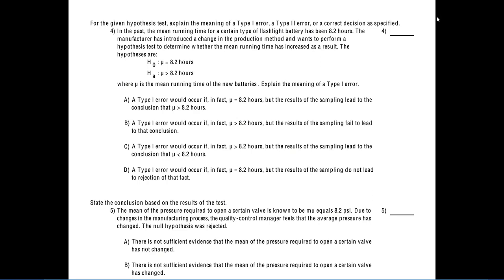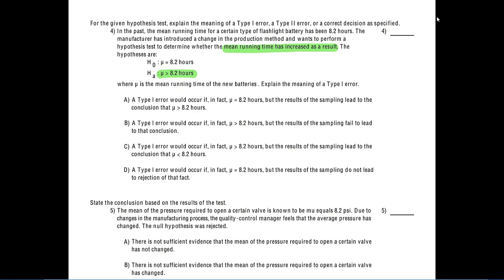The hypotheses are. So check out the example of the hypotheses. My null hypothesis is equal to. Your null hypothesis is always equal to. My alternative here is greater than, and that's because it does say right here that the mean running time has increased as a result. So that is your alternative. Just kind of pointing that out for you.